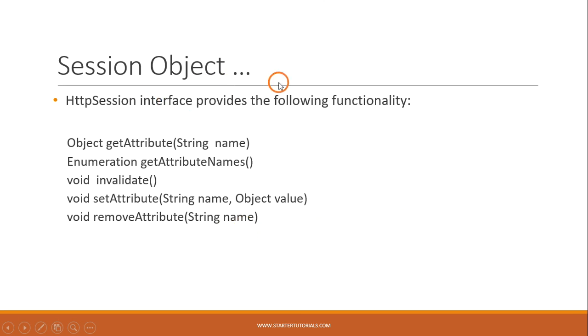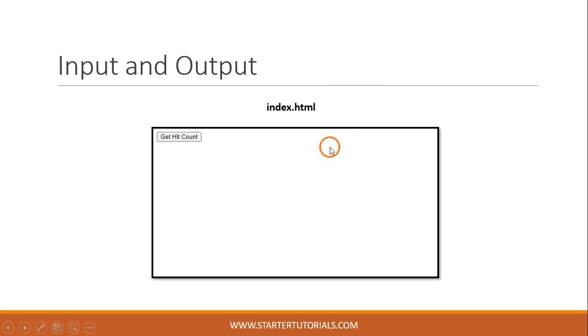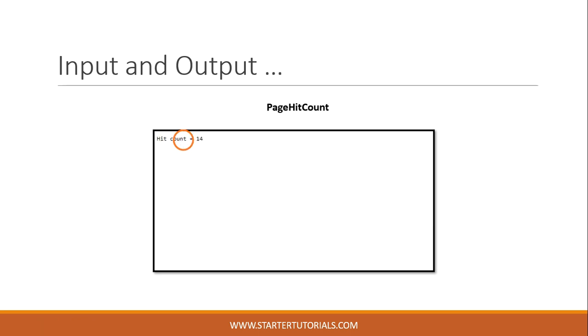Next, the output is like this. As in the previous program 4, we are going to do the same thing. The index.html will display a button called Get Hit Count. When I click this button, it is going to redirect me to a servlet, and the servlet name is going to be PageHitCount.